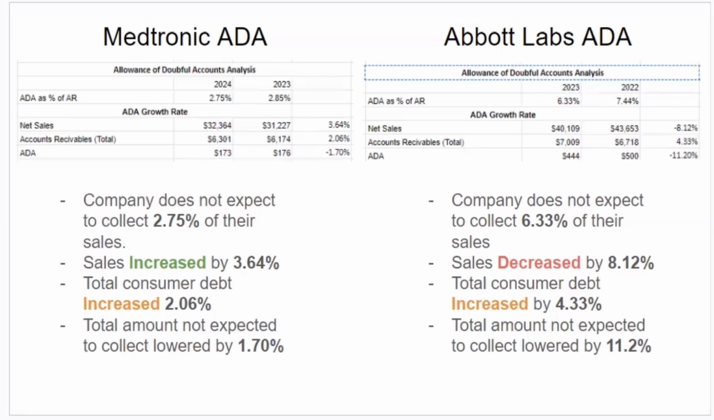And then we go into a total amount that I expect to be collected, lowered by 11%. So again, there might have been a reaction from them to be able to collect more and expect the money not being collected is a lot lower.